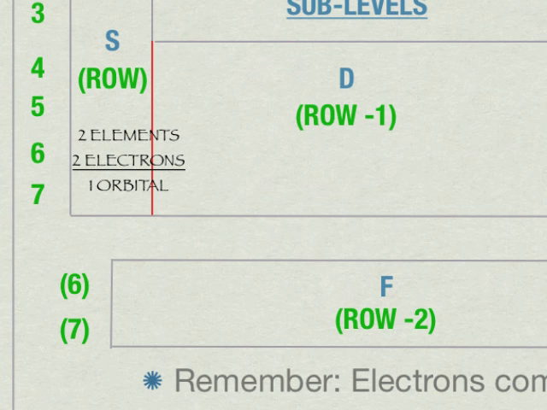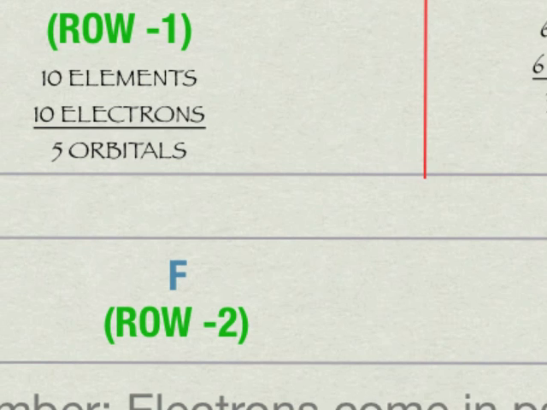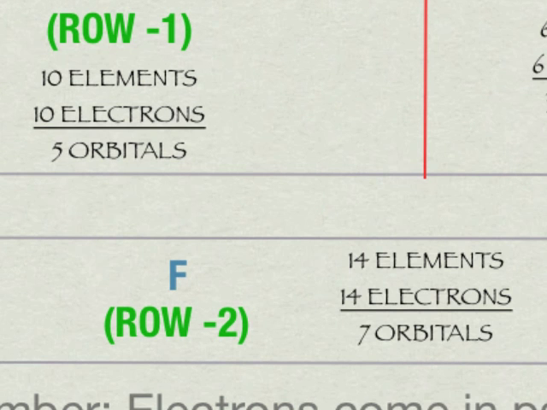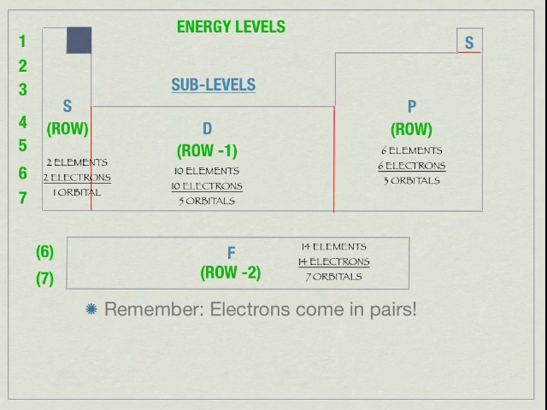There's 6 elements, 3 orbitals in the P's, 5 orbitals in the D's, and there's 14 elements, so 7 orbitals in the F's. We're going to use that a little bit later in the podcast, but just remember that electrons come in pairs. Right now this may seem a little bit confusing, but when you actually start applying what we're talking about right here, it becomes a little bit more clear. We're just giving some definitions right now.